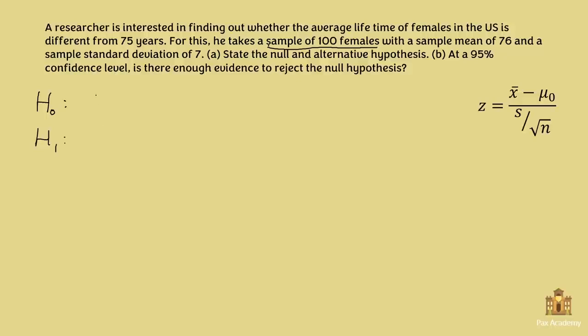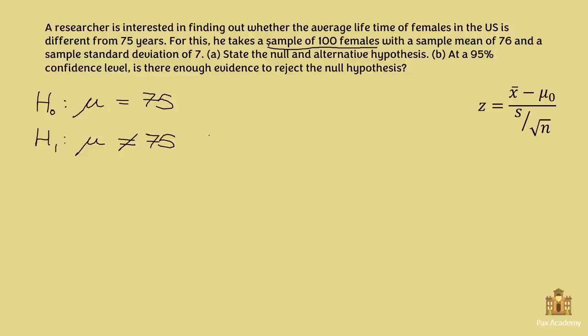So then we know that the null hypothesis is that generally we think that the average lifetime of females is 75 years. So mu is 75. But then this researcher comes in and tries to challenge this view by saying that no, it's actually different from 75 years. So the alternative is that mu is different from 75.